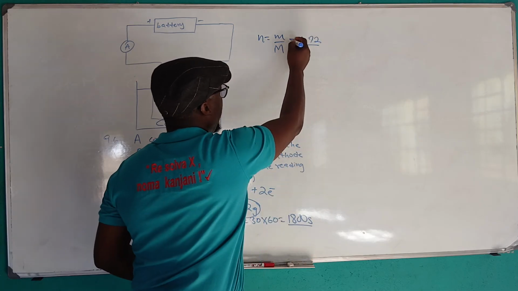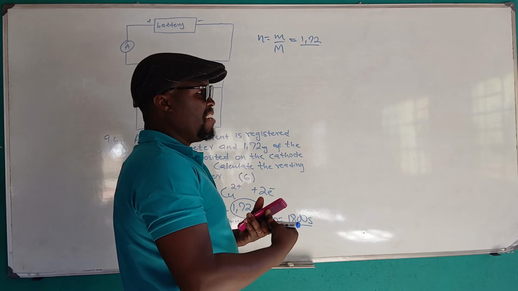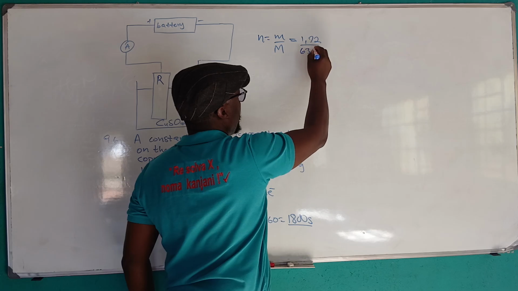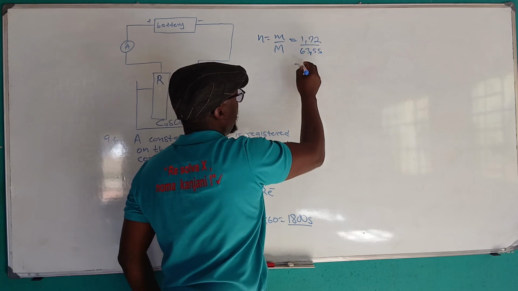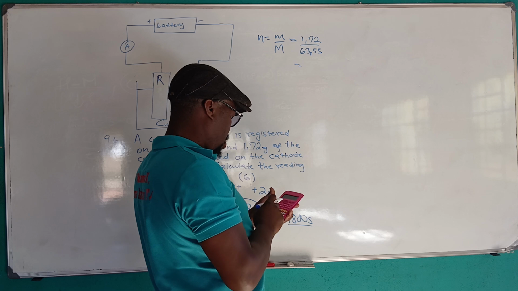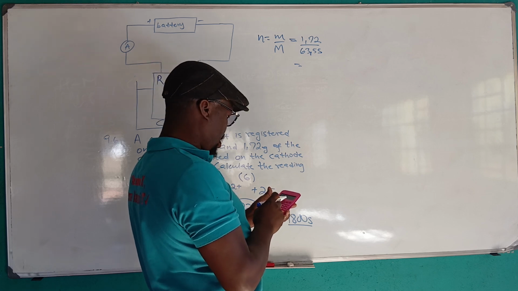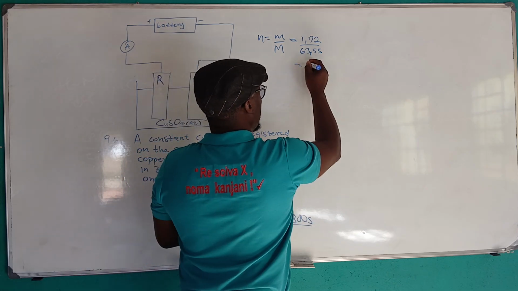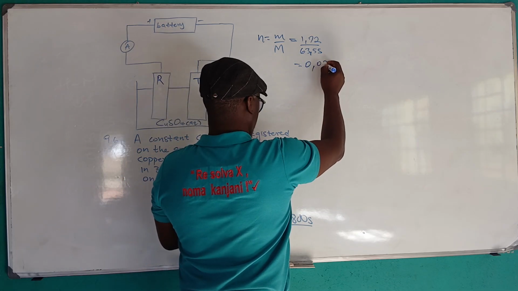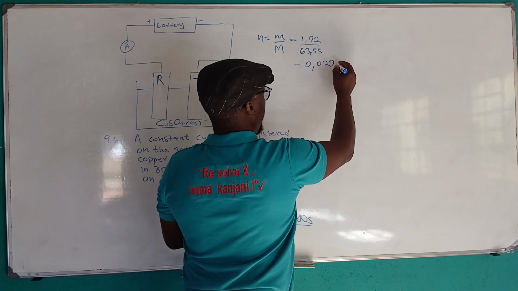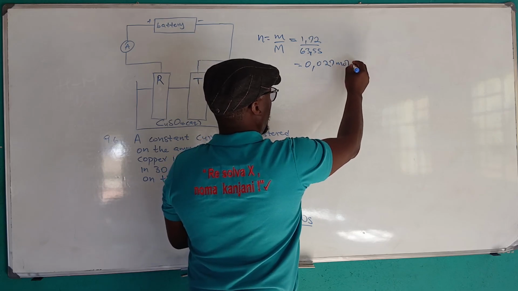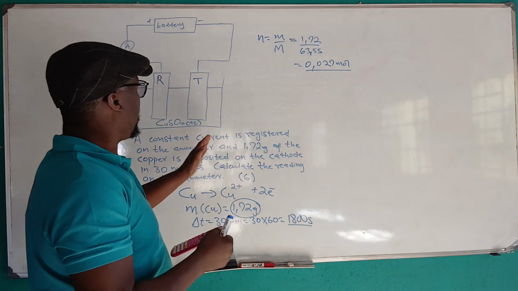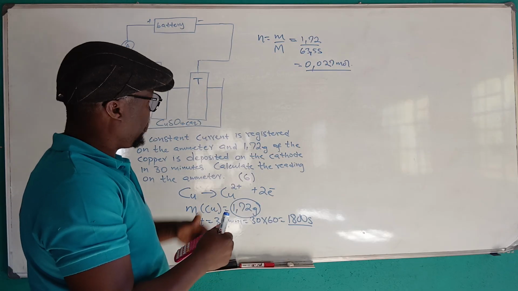We'll have 1,72 divided by the relative atomic mass of copper, which is 63,55. Then you'll take 1,72 and divide it by 63,55 to get 0,027 moles. That is the number of moles of copper which is deposited on the cathode.